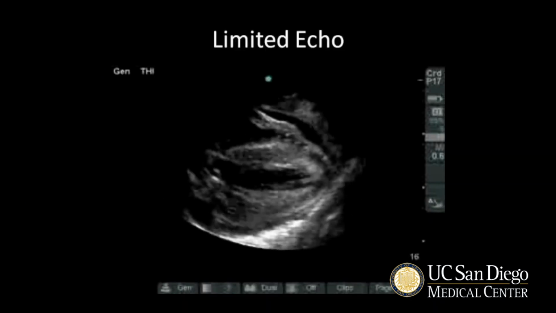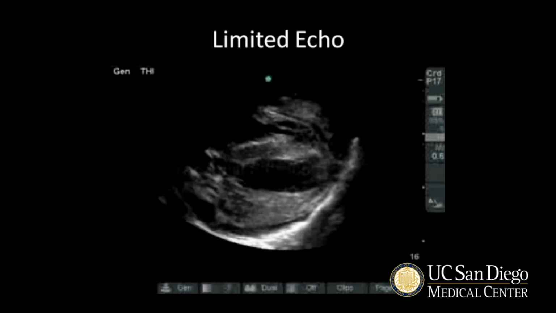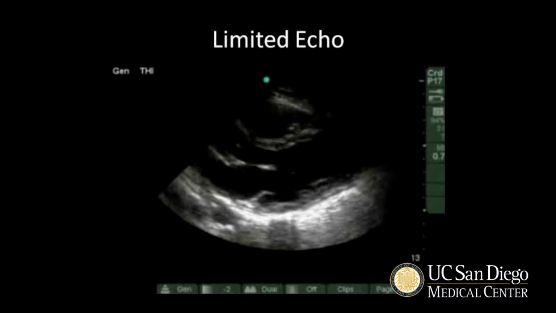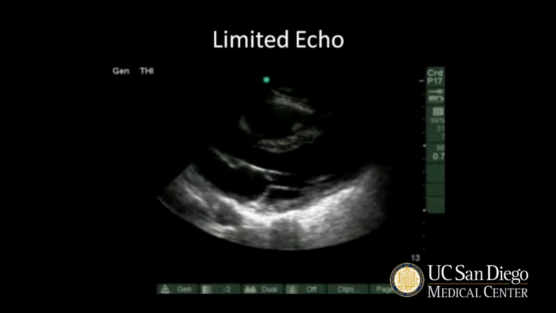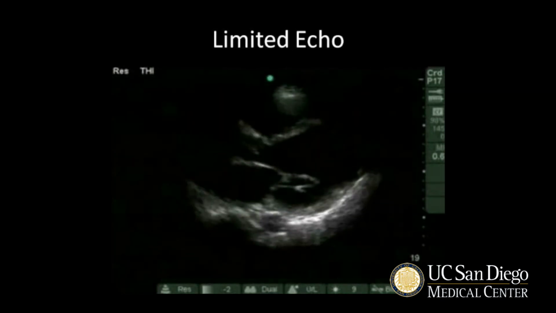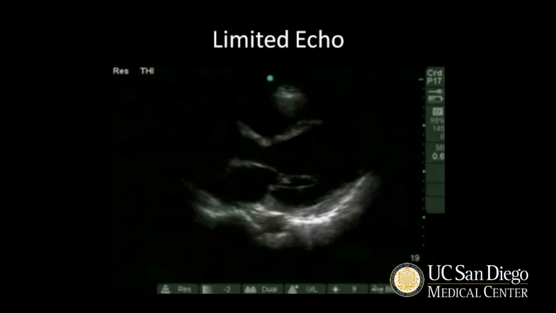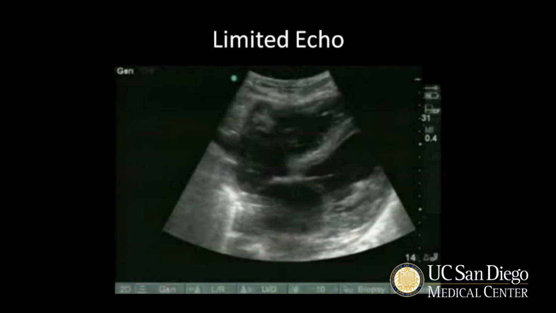Here are some examples of limited echoes. This patient has black fluid all around the heart. This patient has a pericardial effusion. Here's an example of a heart that is beating somewhat well but has not got great contractility. This heart has very poor contractility, and this patient has a significant cardiogenic shock. This heart is not moving at all. This patient is in cardiac arrest.